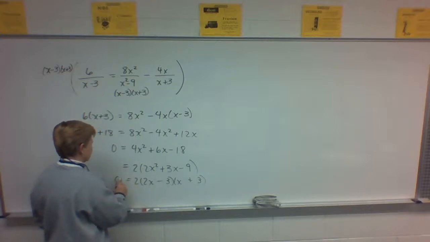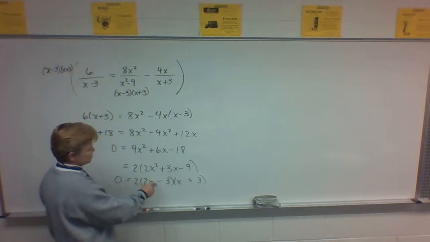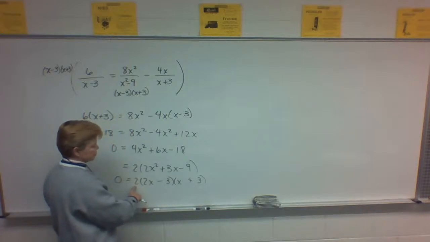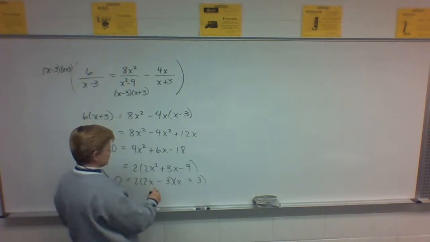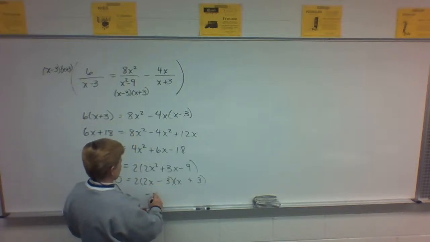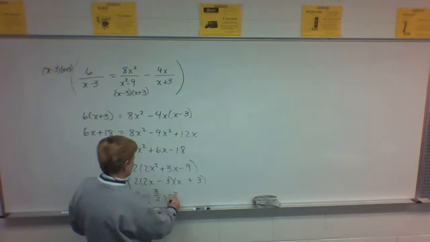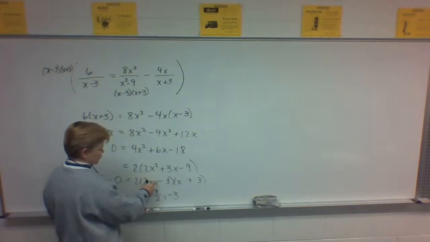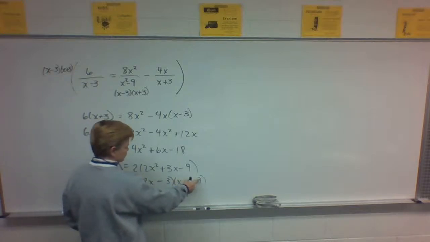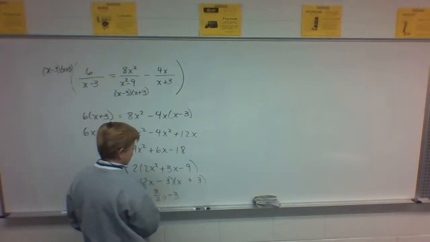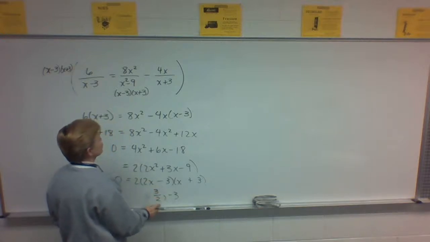Factors. So that means that each one of these gets their shot at being 0. 2 will never be 0, so I can ignore it. This will be 0 if x is negative 3/2. I'm sorry, positive. If x is positive 3/2. Remember back over front, opposite sign? 3 over 2, opposite of that is 3/2. This one's going to be negative 3 because negative 3 plus 3 is 0. Will either of those cause me trouble?